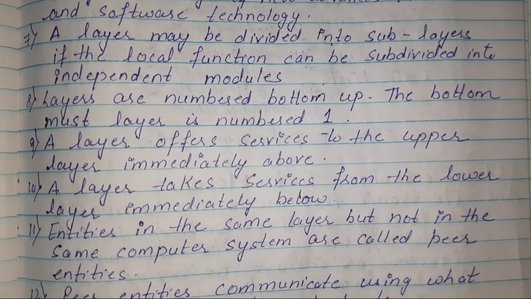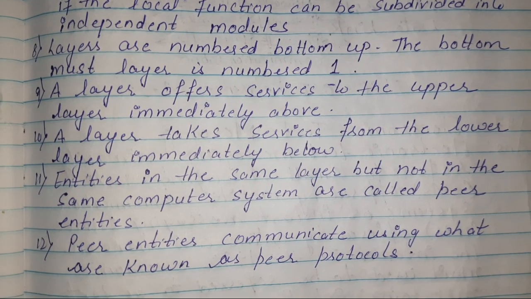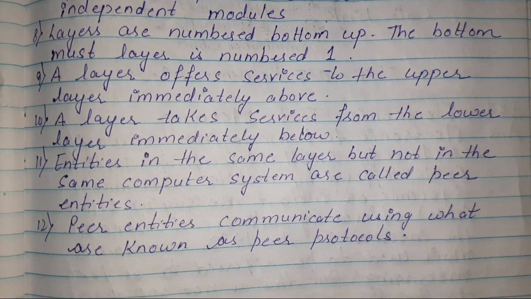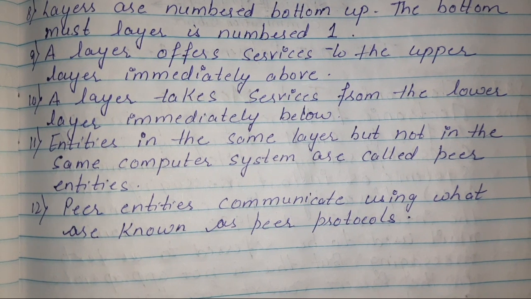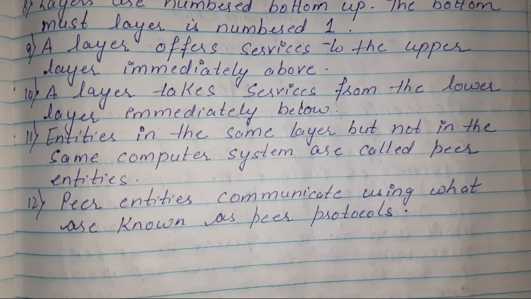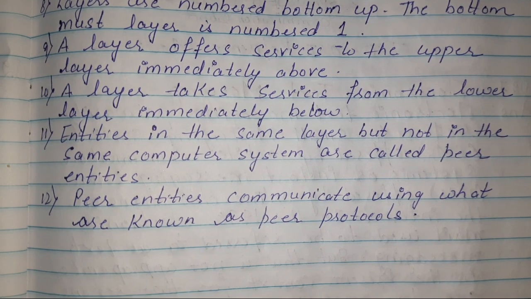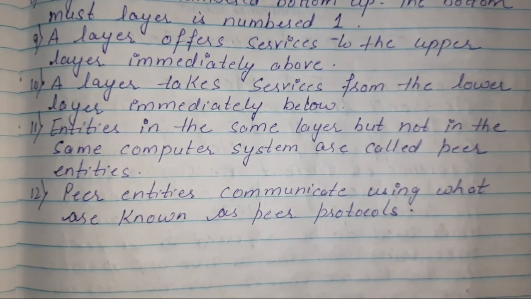Layers are numbered bottom up. The bottommost layer is numbered 1. A layer offers services to the upper layer immediately above. A layer takes service from the lower layer immediately below. Entities in the same layer but not in the same computer system are called peer entities. Peer entities communicate using what are known as peer protocols.